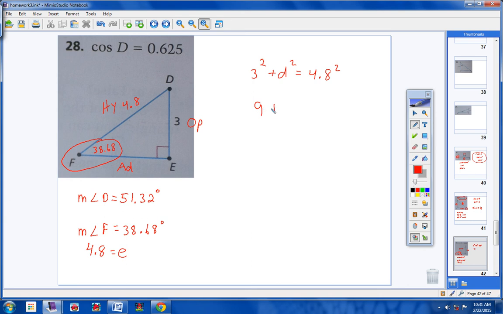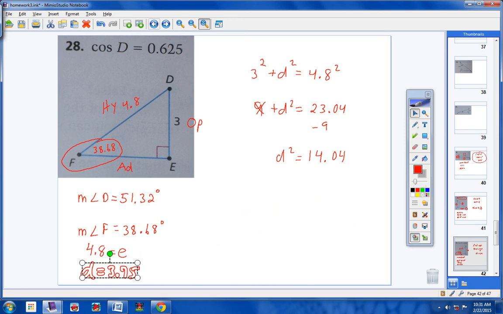3 squared is 9. 4.8 squared would be 23.04. Bring the 9 over and make it a negative 9, and you're left with d squared equals 14.04. Okay? Take the square root of that, and you're going to get 3.746, 3.75. And there we go. Okay.